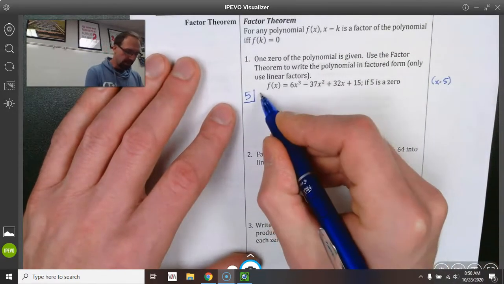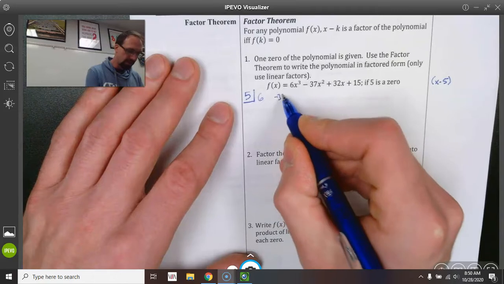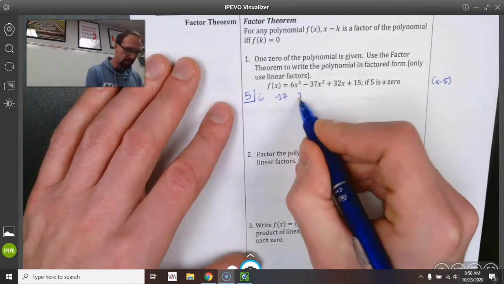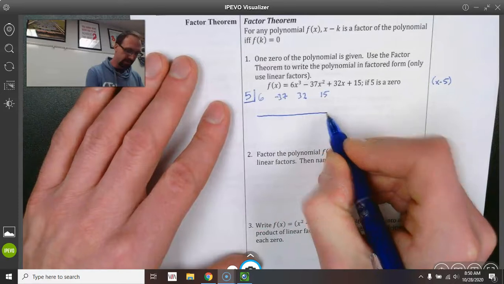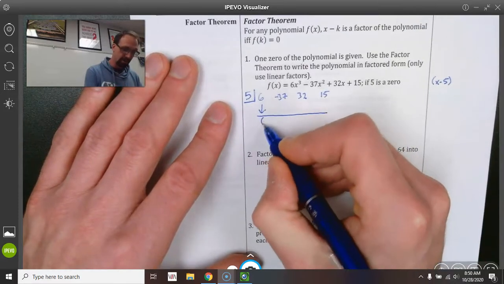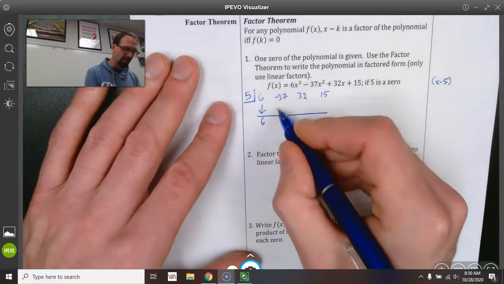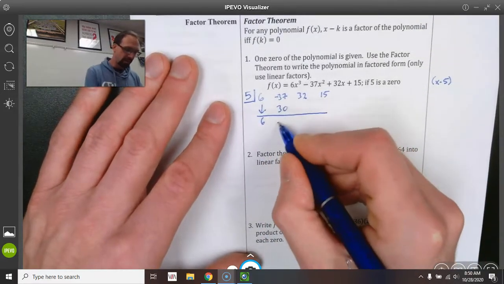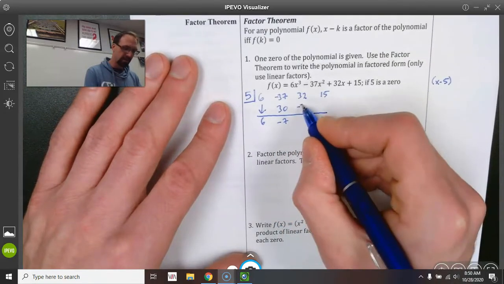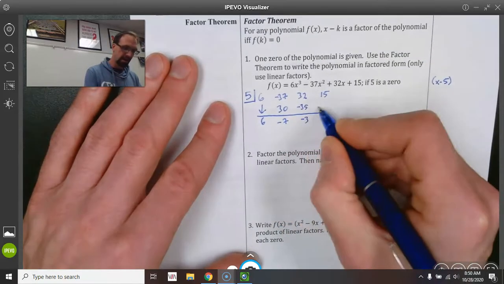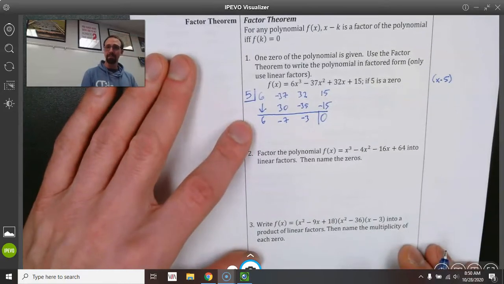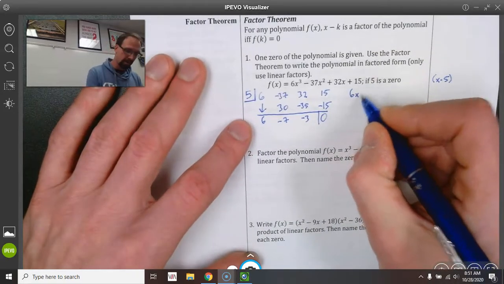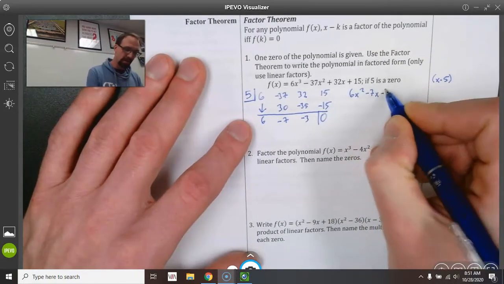My coefficients are going to be 6 for x cubed, negative 37 for x squared, 32 for x, and then 15. It doesn't look like this does, in fact, come out to be a remainder of 0, but it does, I promise. 6 times 5 is 30. 30 and negative 37 is negative 7. This gives me a negative 35, negative 3, and negative 15. So then my resulting polynomial that I have here is 6x squared minus 7x minus 3.